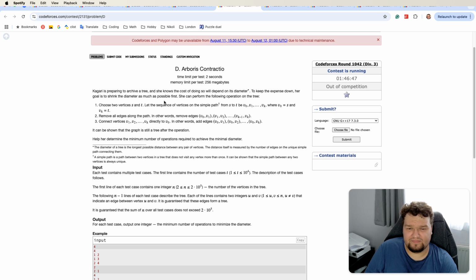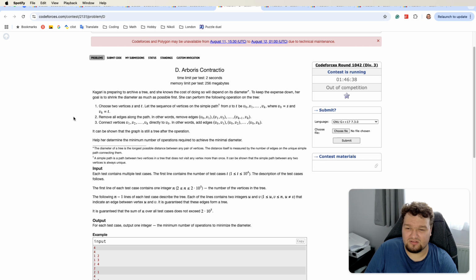Problem D, something in Latin. Arboris contractio. Or maybe not in Latin, I don't know. Maybe it's just some Roman language.